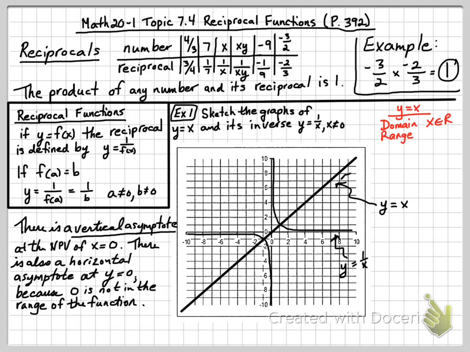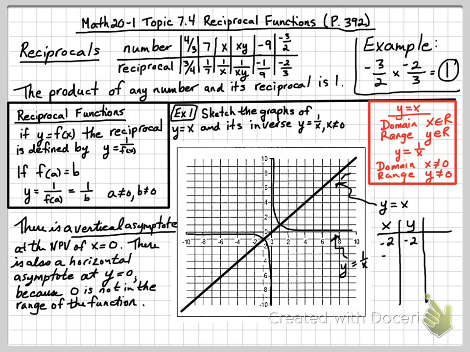So when we look at our original function, the domain is x is any real number and the range is y is any real number. For the reciprocal, 1/x, notice that the domain is any real number except x cannot equal 0, and the range means that y cannot equal 0. And if we plotted our points for x and y, this is how we get the reciprocal.